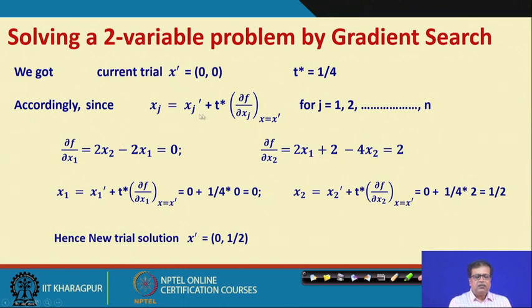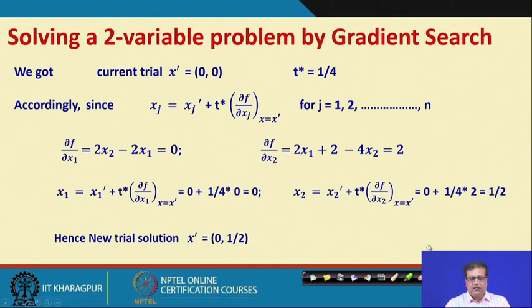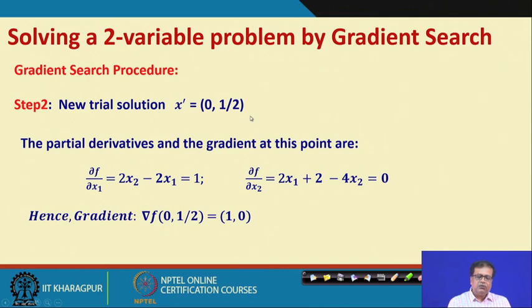So, accordingly, since x j equals x j star plus t into the partial derivative at x equal to x dash, and we had 0 and 2, x 1 becomes 0 and x 2 becomes half. It was clear that 1/4 is t and it has moved 2t, that is what we saw earlier. So, the new point has to be 0 and half. That is our new trial solution, 0 and half. With that we again iterate.